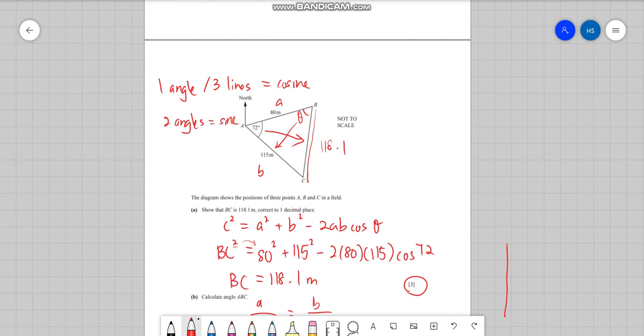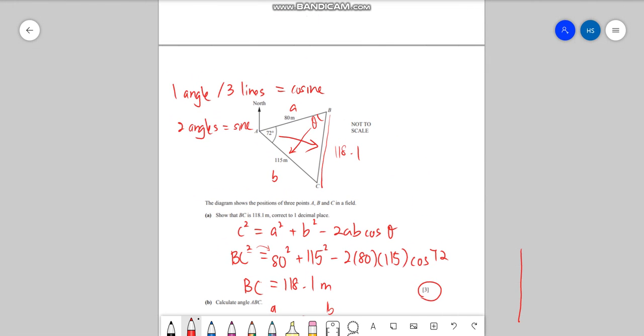Okay. So what if they ask you to find the area of this triangle? Very simple. The area, we know the formula is 1 over 2 AB sine theta. The theta is 72. The A and B are the two lines connecting to it, which are 80 and 115. So put in all these values, you should get 1 over 2, 80, 115, and then sine 72.